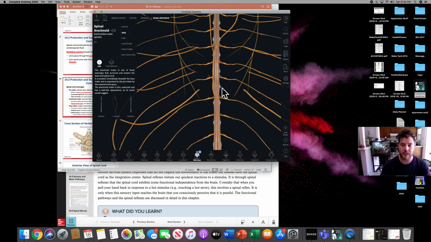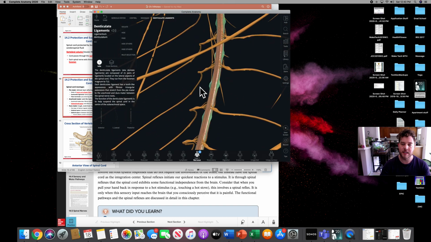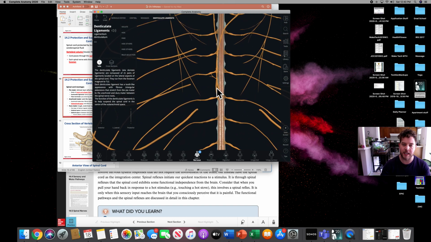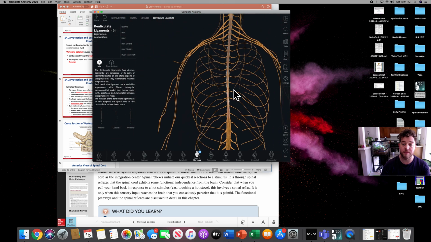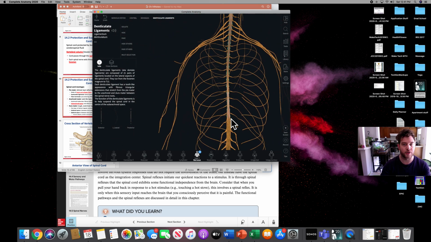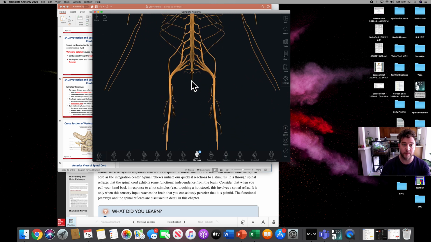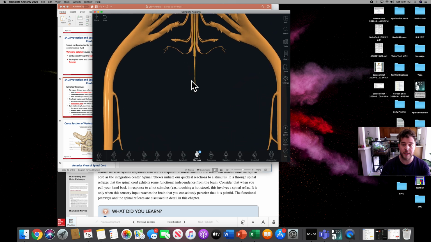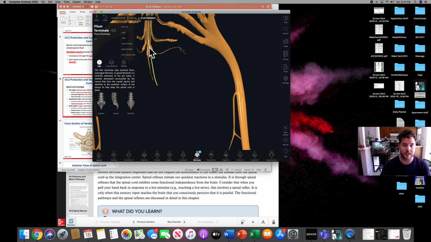If we get in close, you can see these denticulate ligaments branching off the sides of the spinal cord, all up and down its length. Obviously, it ends at the conus medullaris. Now, we also had that filum terminale. Terminale means terminal, end, finish. Right here is that filum terminale. You can see it's this most anterior structure right here. This is a spinal nerve, and that is the filum terminale.